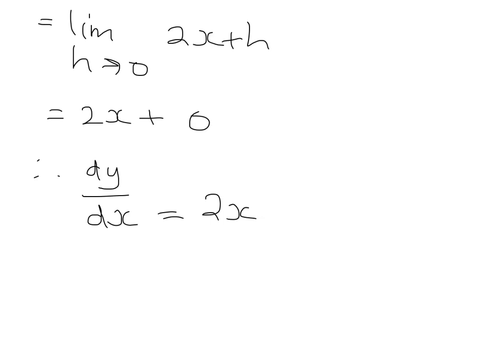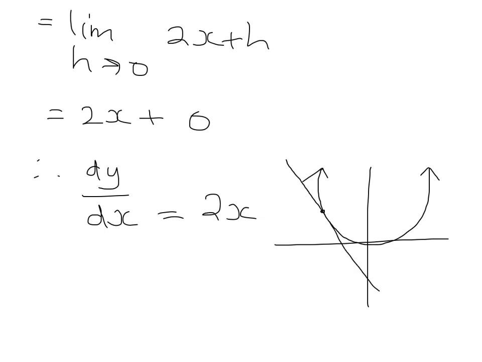This means that any tangent line you draw for the curve y equals x squared at any point will have the equation y equals 2x. And if x is negative, then it's going to be a negative gradient. If x is positive, it'll be a positive gradient. But they all have the equation y equals 2x.